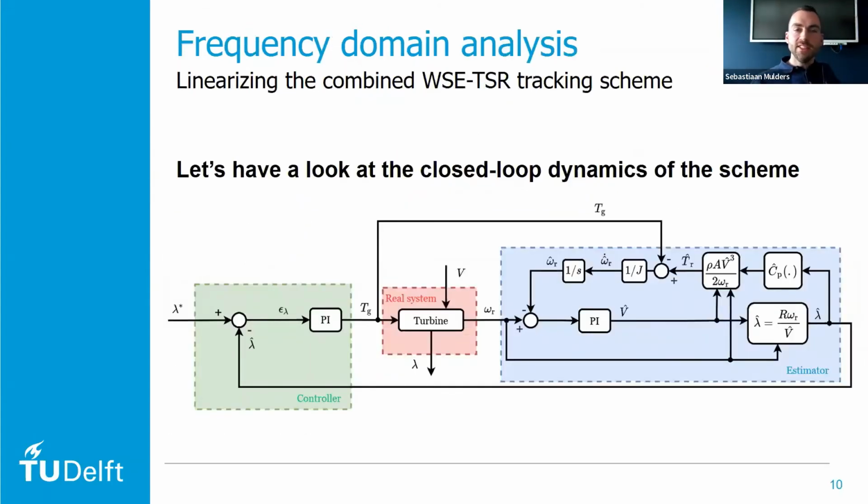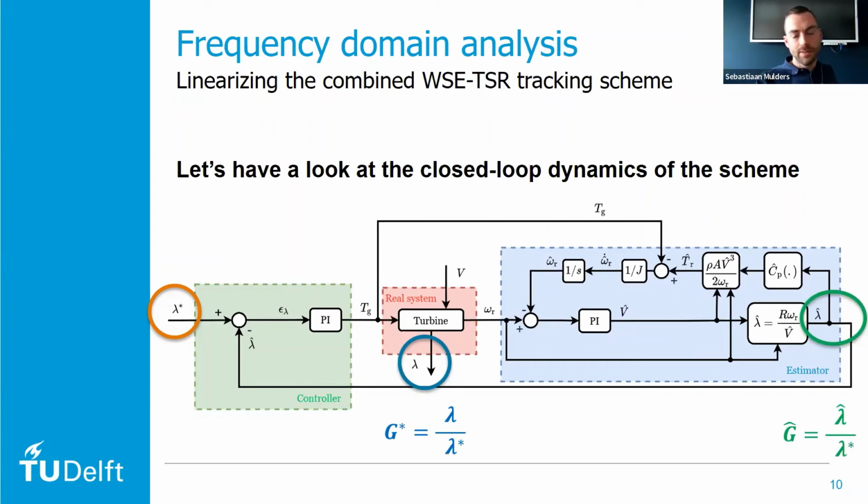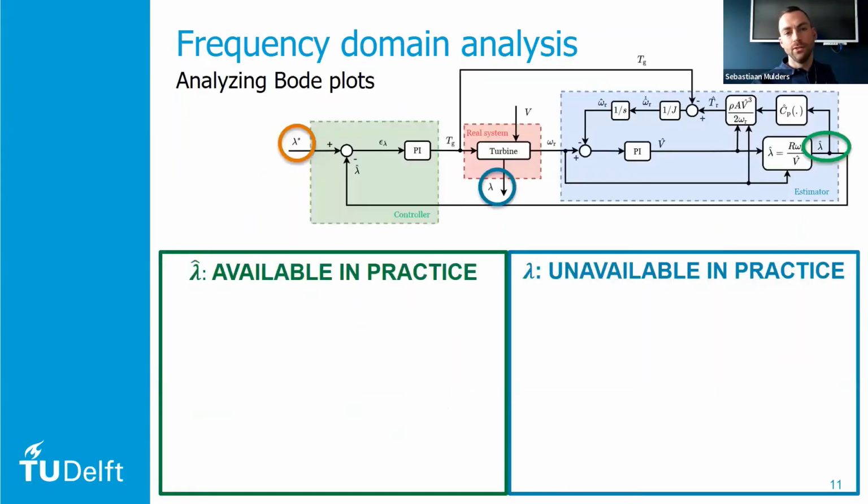What we also do in this paper is a frequency domain analysis. Here you have this whole block diagram, and we completely linearize it and then look at transfers from certain quantities to certain outputs. We took lambda star as an input and looked at the real lambda output, so from lambda star to the real tip speed ratio of the turbine. Then we also looked at the transfer from the set point lambda star to the estimated lambda, to lambda hat. For the control engineers, this is of course all closed loop, so these are the complementary sensitivity functions which we are going to evaluate.